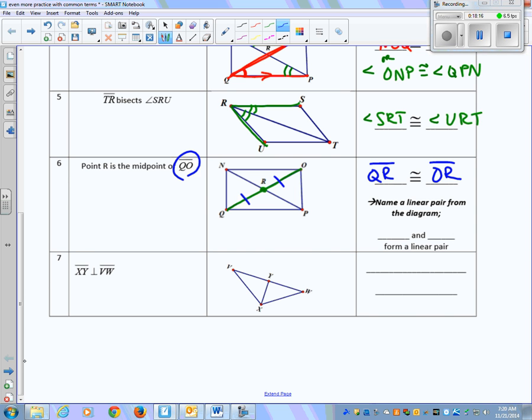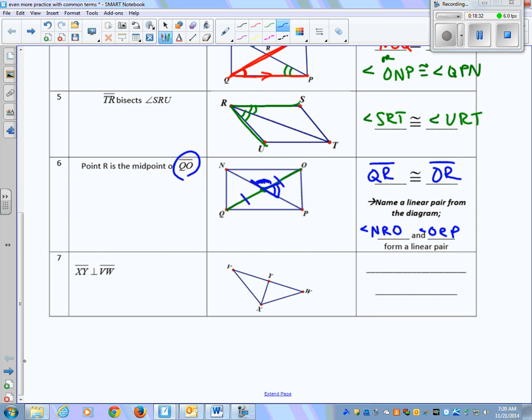Name a linear pair from this diagram. Could be any of these that are formed in here. I'm going to say angle NRO and angle ORP. This one and this one.